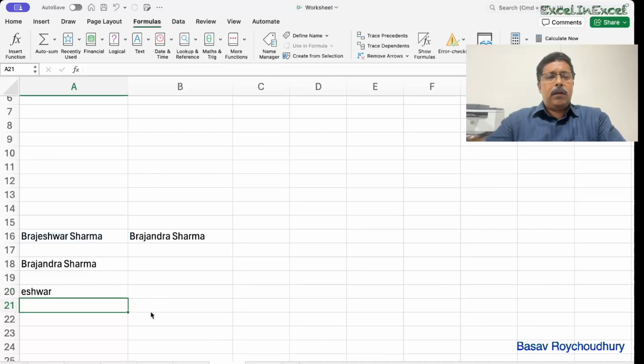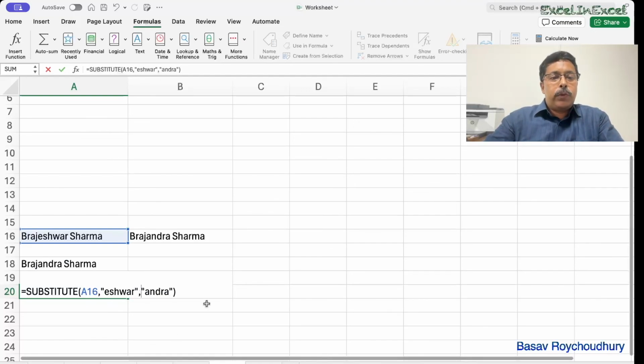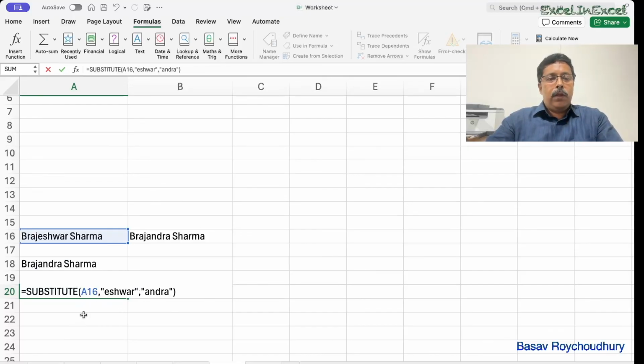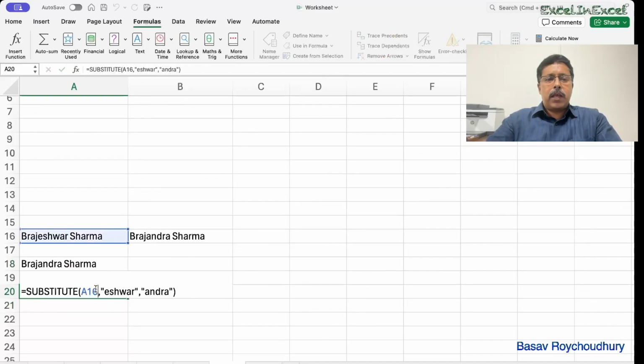Now that's it. And sorry, I think I made a mistake. Let's look at it. Sorry, I wrote it wrongly. The first one is the text, that is Brajeshwar Sharma. The old text is Eshwar, which needs to be replaced, and it needs to be replaced with Andhra. Very sorry about this mistake. So the first one is the text. Second one, what was the old one, which has to be replaced by the new one, and there you are, having Brajendra Sharma. So what is the difference between replace and substitute?